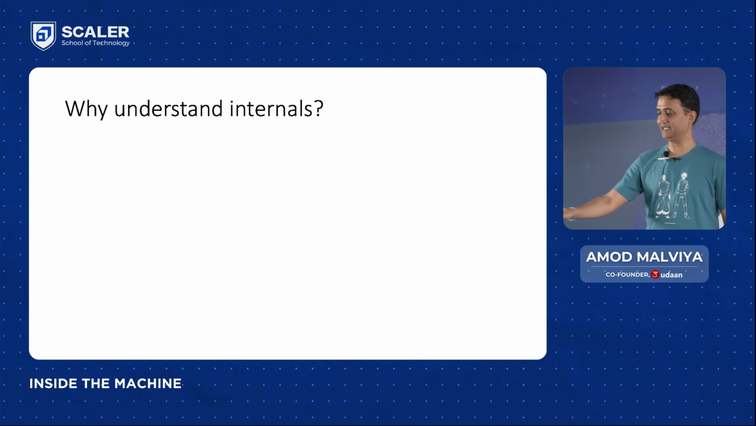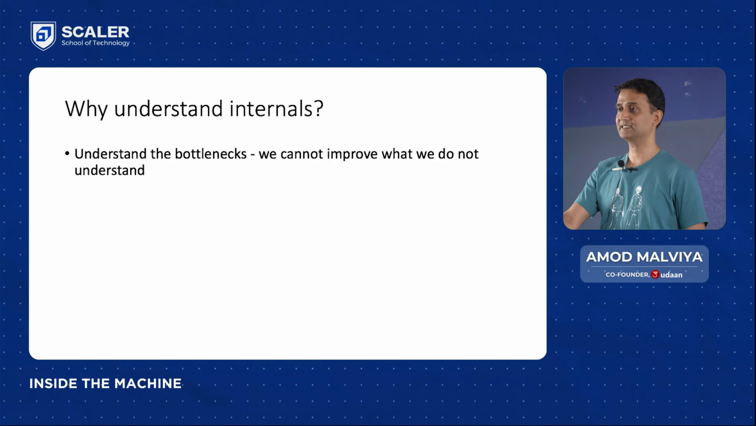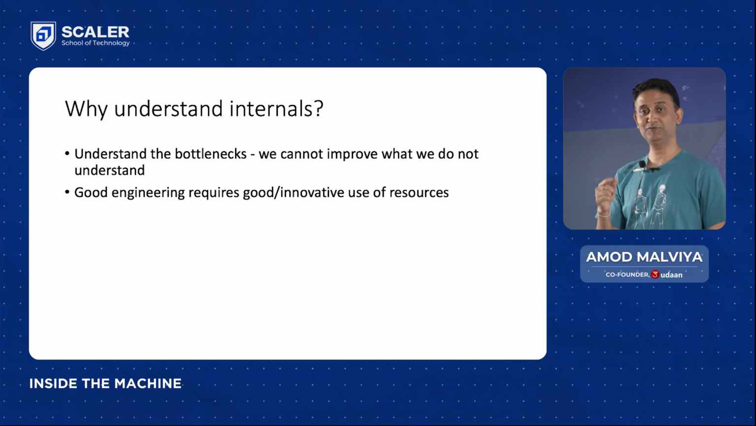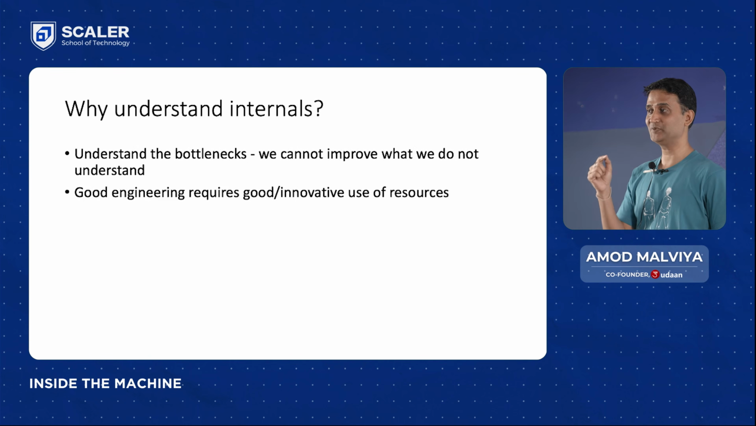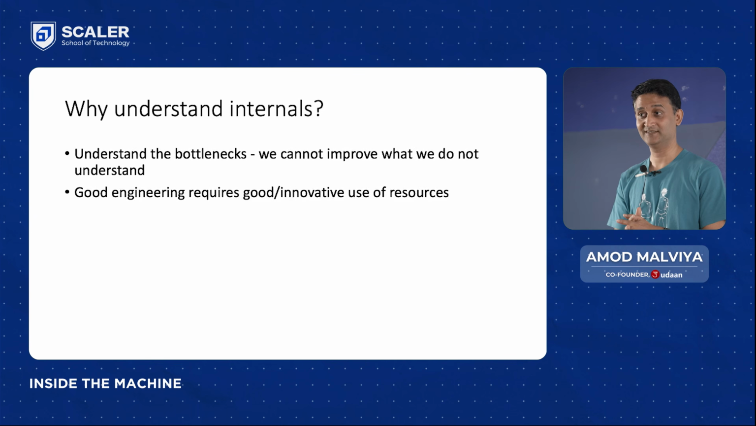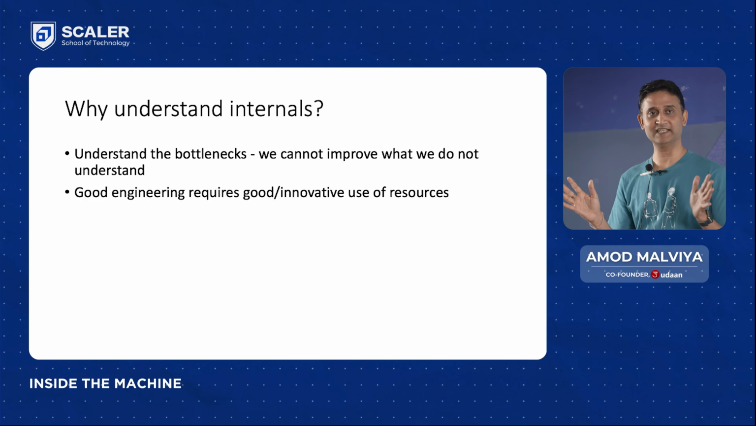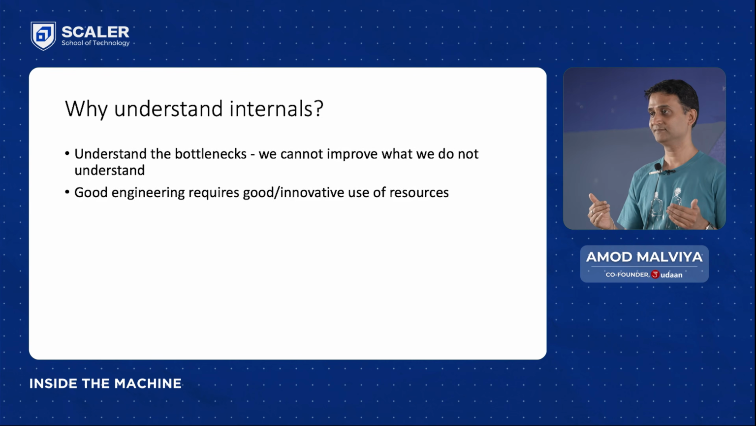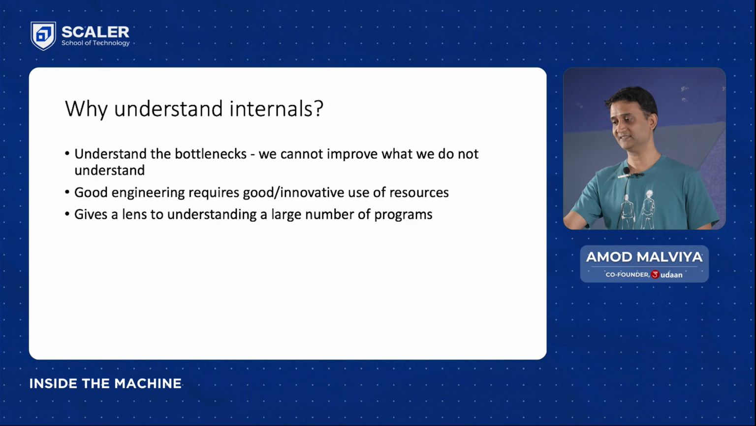So understanding those bottlenecks is why we need to understand internals. All right, good engineering, rather great engineering, requires innovative use of resources. The reason earlier I was asking about Nintendo Switch is that if you were to look up what CPU and what GPU the Nintendo Switch uses, you would be shocked at how underpowered that platform is. And yet, you can play some brilliant games on it. Okay? That requires some brilliant engineering. All right? So, which is why we need to understand internals.